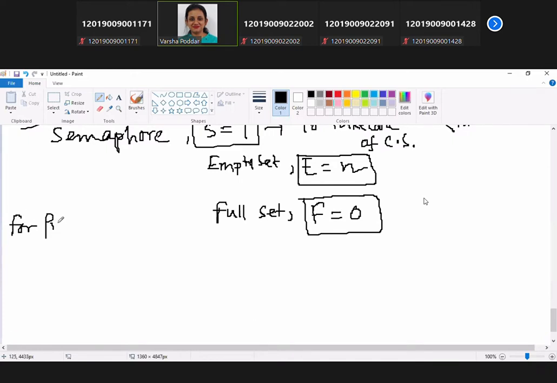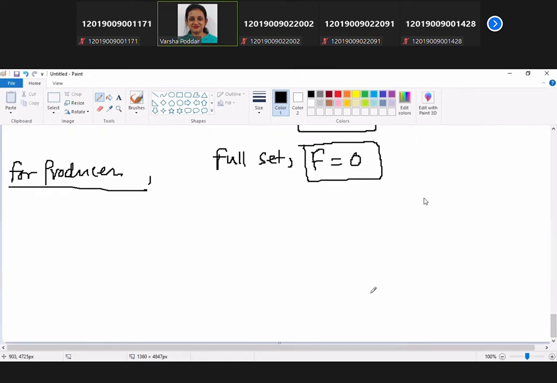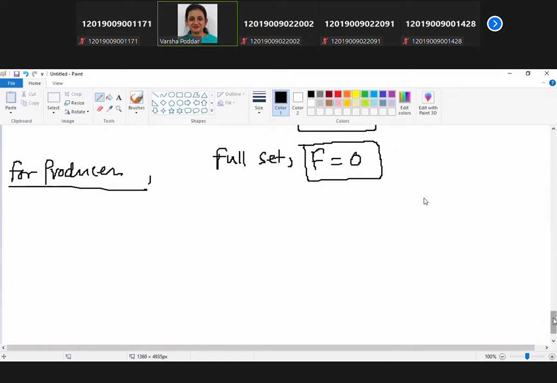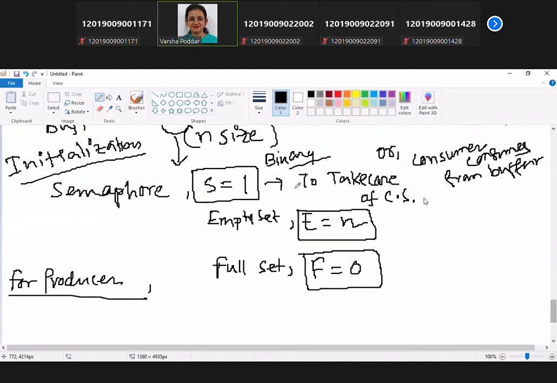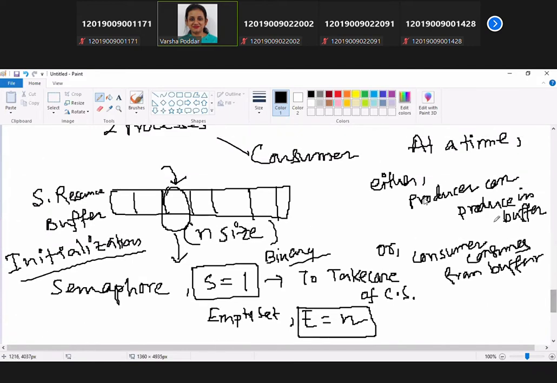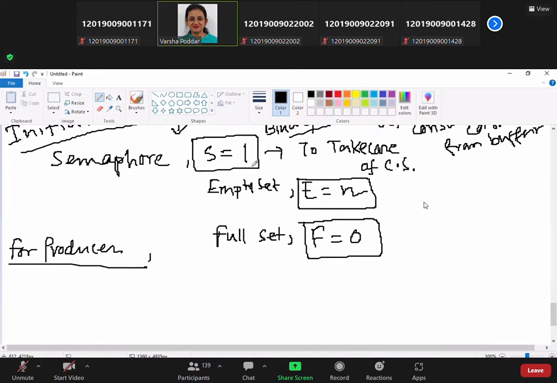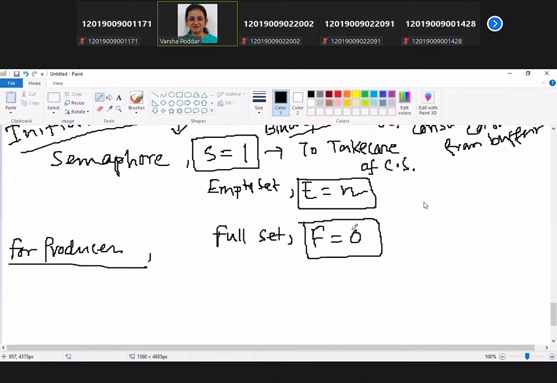For the producer, two algorithms we will learn. One is when the producer is working, and another one is when the consumer is consuming, right? So when the producer is producing, what will happen? First, the S will be in wait state, because when the producer is working, the consumer cannot work. Either-or condition we have. So first, the semaphore has to wait, and then the value will be added, right? When the producer is starting to produce, the empty cell will reduce by 1.